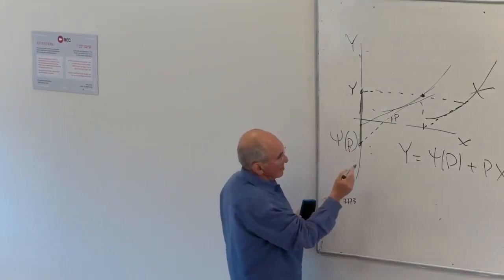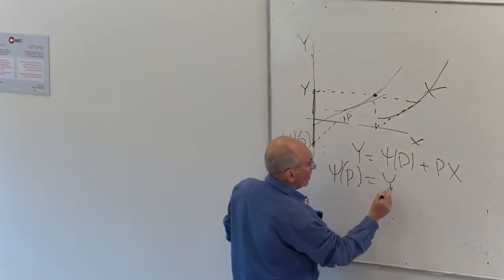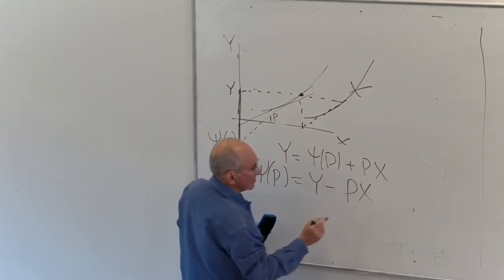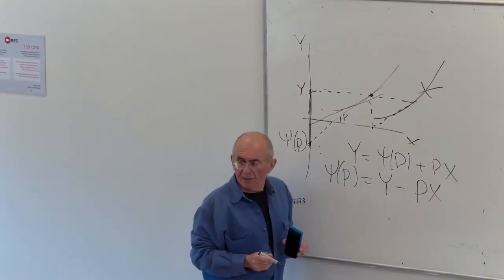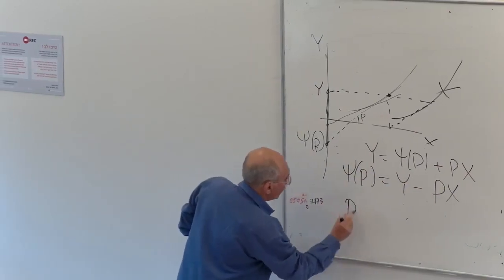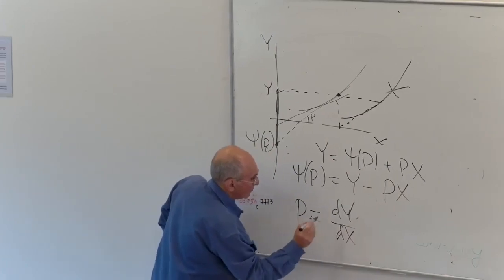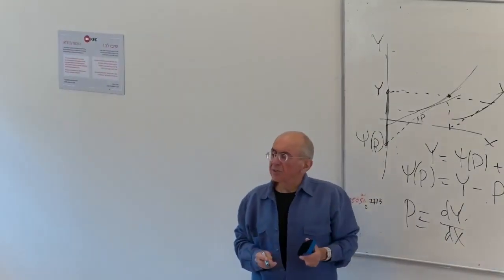Or, because I'm interested in psi, I would say that psi of p is y minus px. Okay? Let me remind you that p is a derivative. By definition, p is dy/dx. So that's the construction, yes?